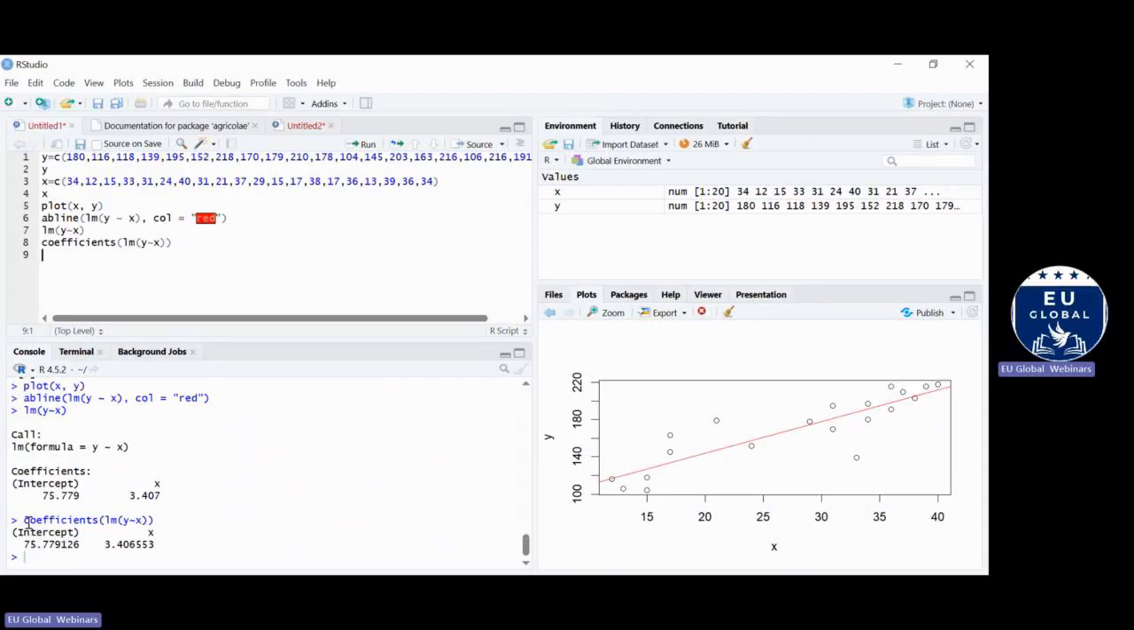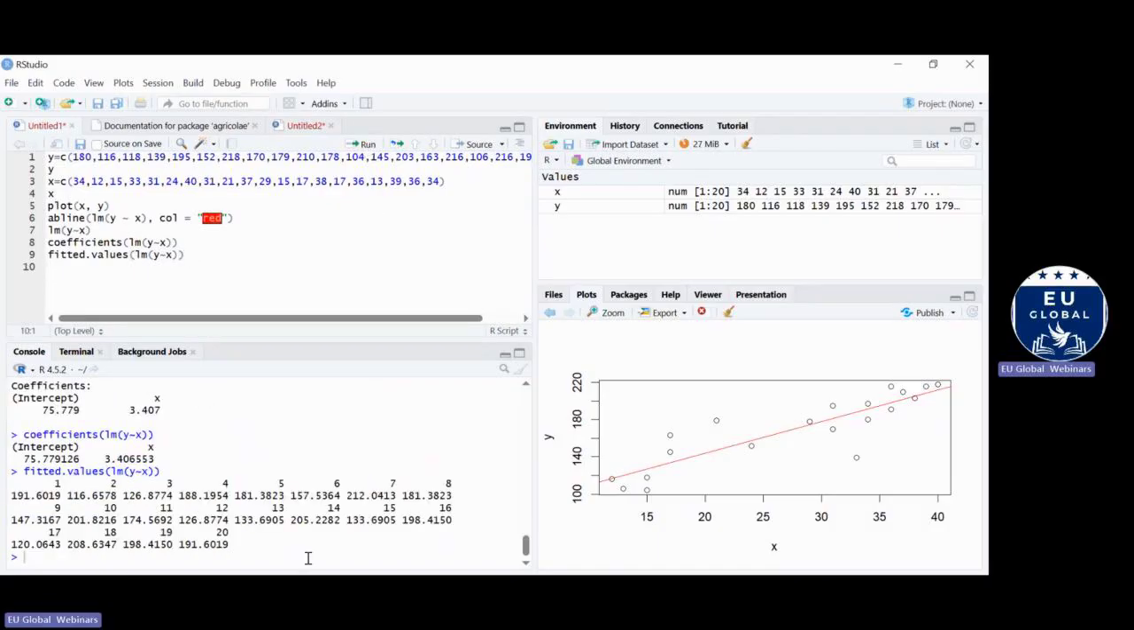The only difference is that here we write a coefficient command, but there we just wrote lm y tilde x. In case we have to find the fitted values, we have to use the fitted.values command. Simply write fitted.values and give it the model, and when you run this command, you get the fitted values.